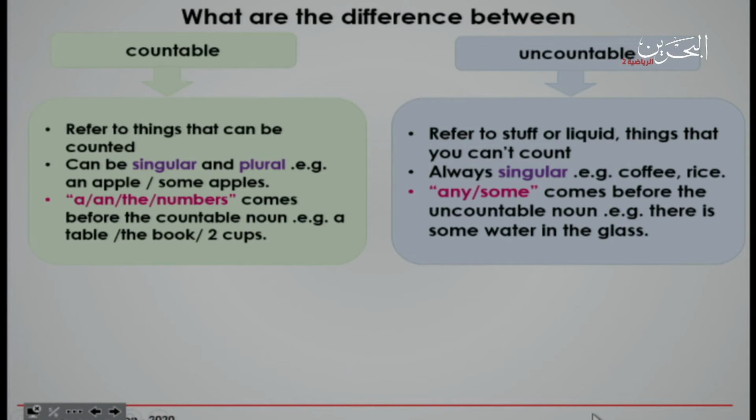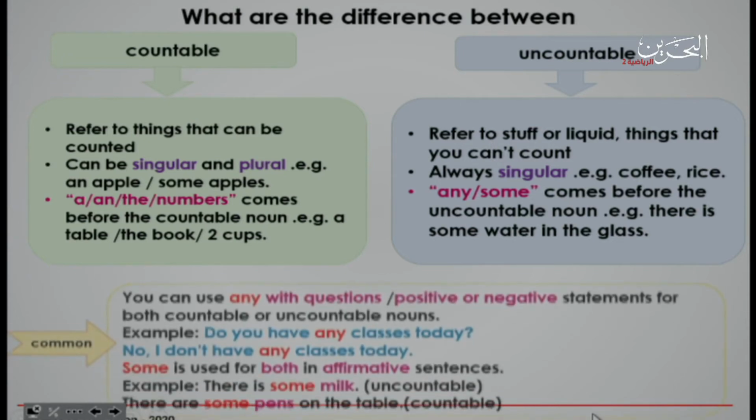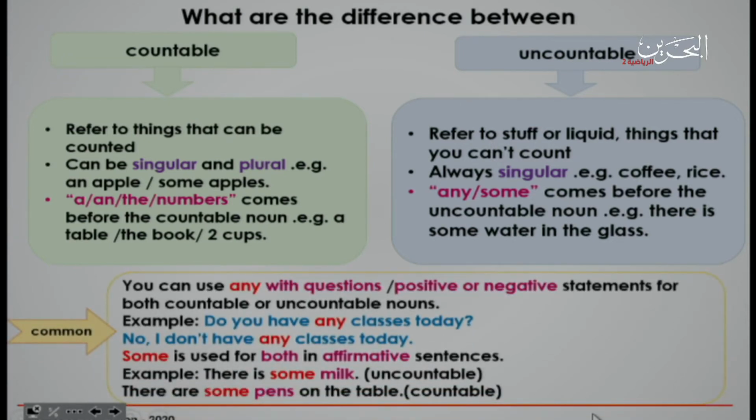Uncountable nouns refer to stuff or liquid, things that you can't count. They are always singular. For example, coffee, rice. Any and some come before the uncountable noun. For example, there is some water in the glass. This is common knowledge.